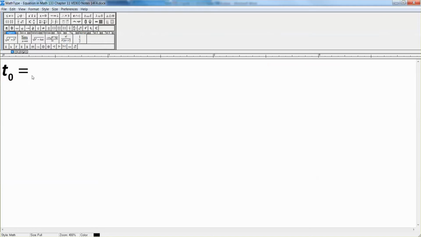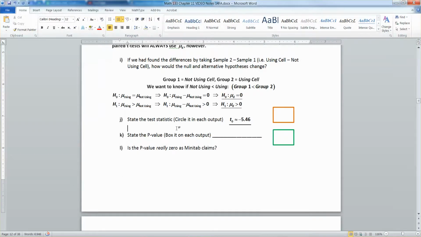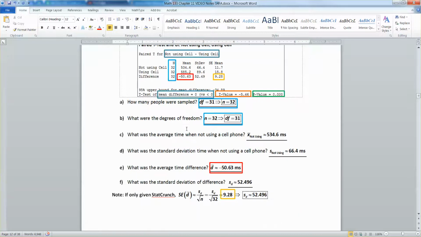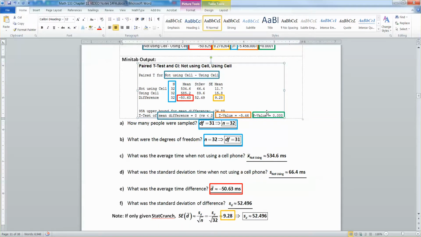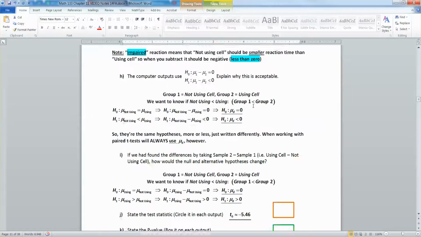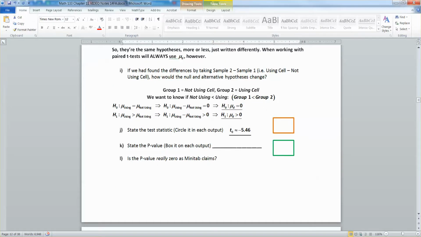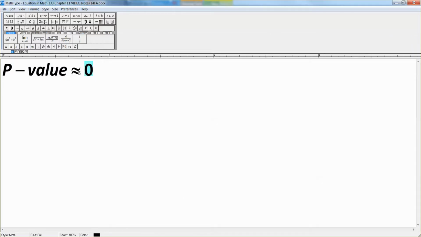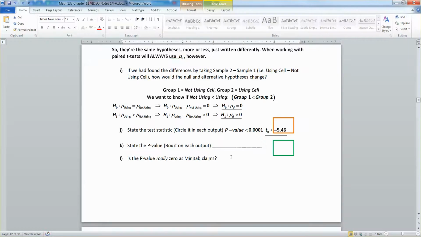All right, now this is your p-value, which is approximately, well, approximately 0 if you look at Minitab. Let me go back to Minitab. Minitab says it's 0 right here. StatCrunch says it's less than 0.0001. I prefer StatCrunch's way of writing it because that's a little bit better, but that's okay. So it's approximately 0, or you could say it's less than 0.0001. So it's very, very, very small.